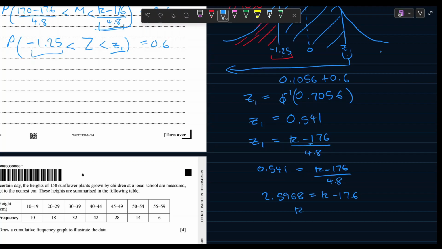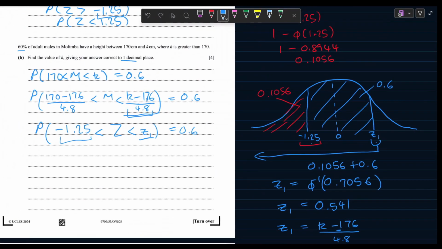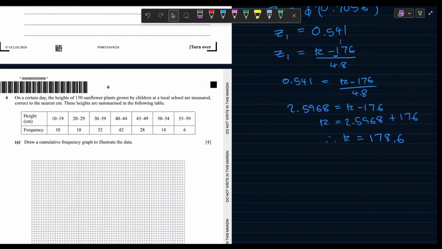So K is equal to 2.5968 plus 176. So therefore K must be equal to 2.5968 plus 176. And this is 178.5, 0.6 if we're giving it to one decimal place. Do they specify? Yes, they want one decimal place. So 178.6 is our final answer.